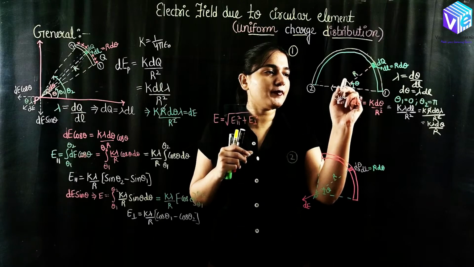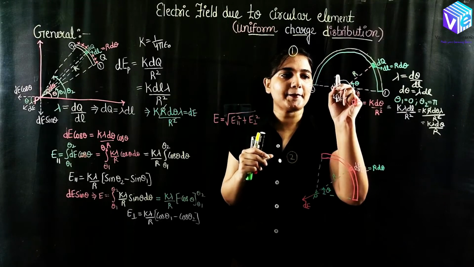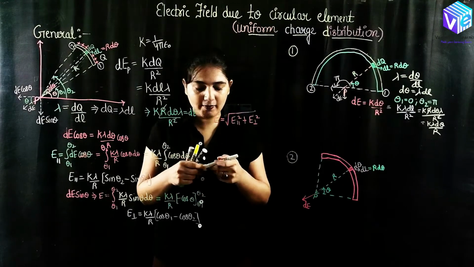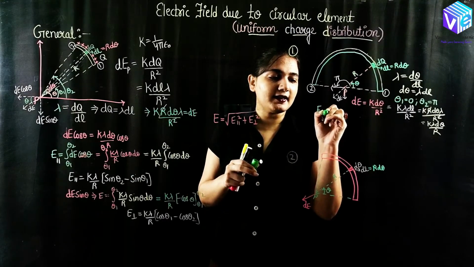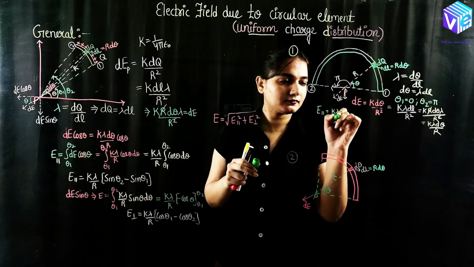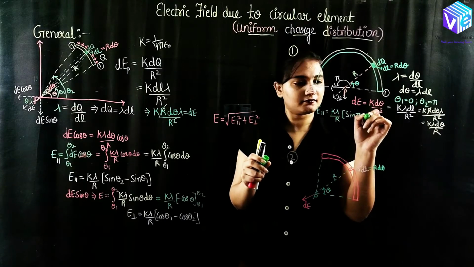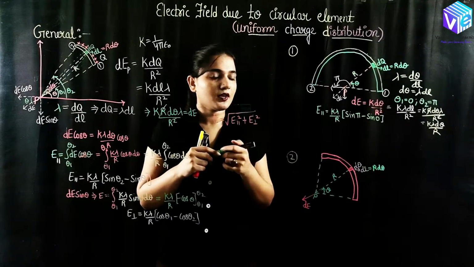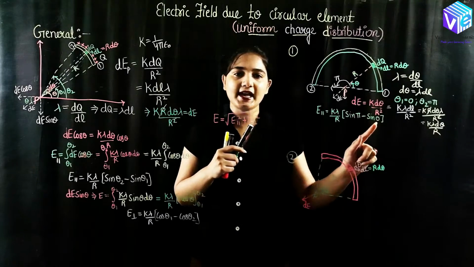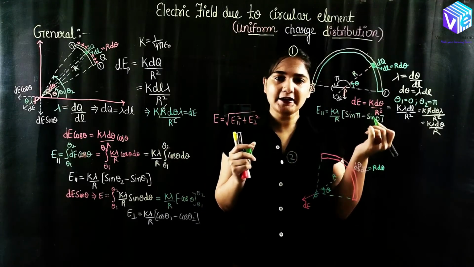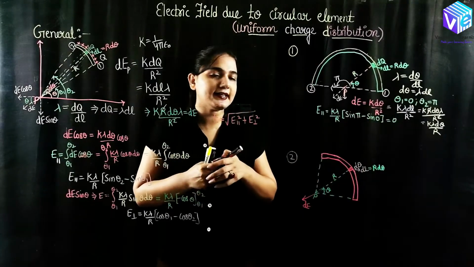Now I will be moving from here, and you can see if I have to go to the point 2, the angle is pi. Okay, so this is how my theta 2 will be pi. So with the help of the same formula, I will be finding out my E parallel. E parallel will be k lambda upon r times sine pi minus sine 0. Here you can see sine pi is 0 and sine 0 is also 0. So E parallel will be directly equal to 0.